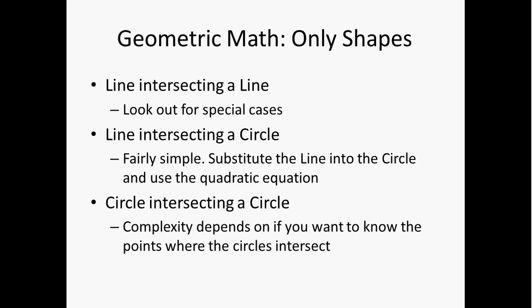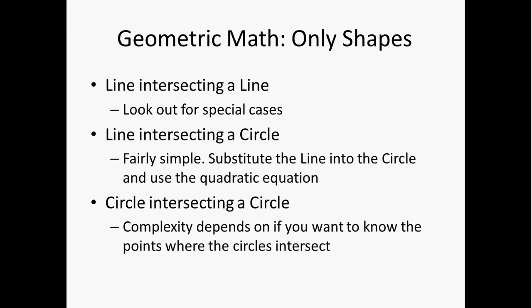Line intersecting a circle. This is fairly simple. It's a substitution with a system of equations. Substitute the line into the circle, run the quadratic equation, get your roots, and plug them back in. And if you're familiar with systems of equations, this will be pretty straightforward on how to do this.